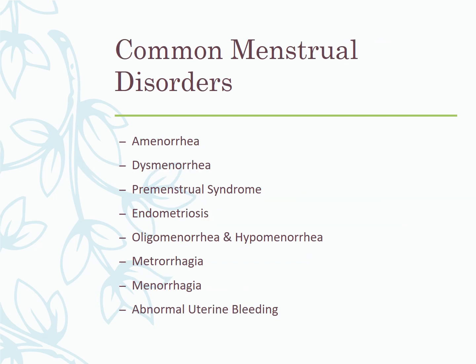So now we're getting ready to talk about common menstrual disorders. And I'm just listing them right here. We're going to go through those one by one. Amenorrhea, dysmenorrhea, premenstrual syndromes, endometriosis, oligomenorrhea and hypomenorrhea, menorrhagia, and abnormal uterine bleeding.